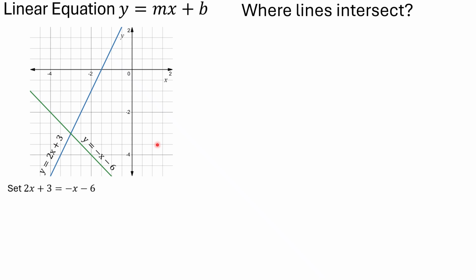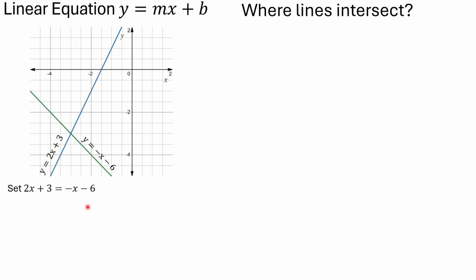Now, if we look at our graph, we see that the dash marks on the x-axis and on the y-axis are both half steps, right? So it's negative half, negative 1, negative 1 and 1/2, and then negative 2, and so forth. So I can see from the graph that at x equals negative 3 and y equals negative 3, our lines intersect. So we're going to see if we match this, right? So I have 2x plus 3 is equal to negative x minus 6.